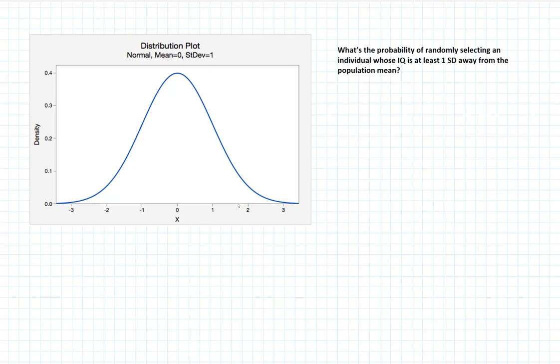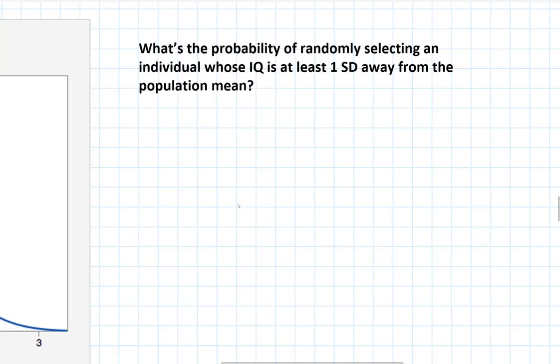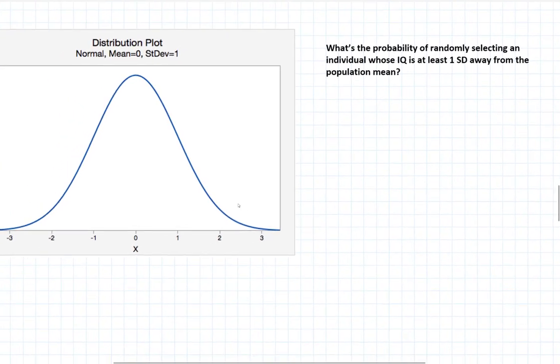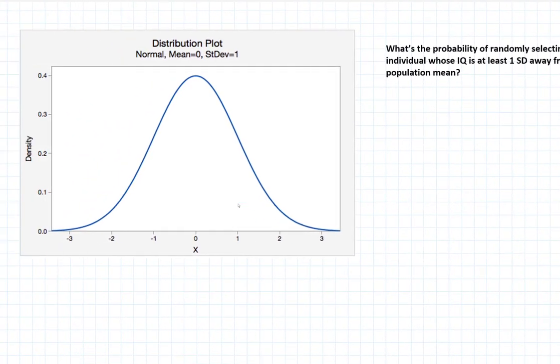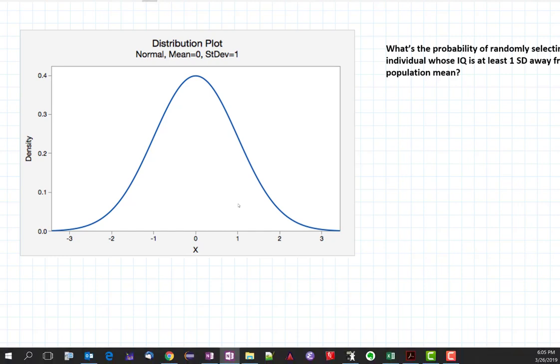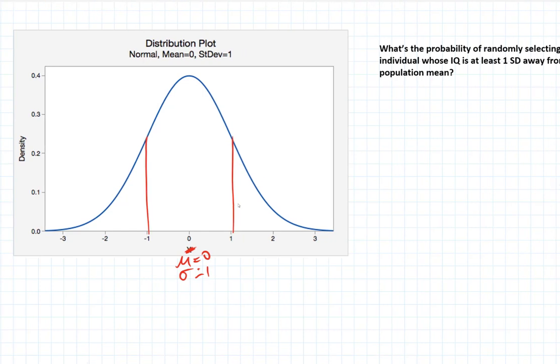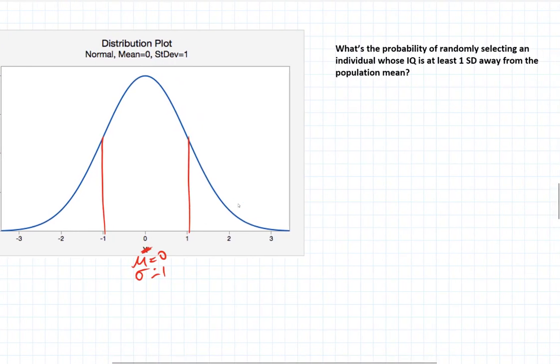Okay, so now we can use what we learned in the previous segment to try to answer this other question: what's the probability of randomly selecting an individual and that individual having an IQ that is one standard deviation or more away from the population mean? So we have this normal distribution where we're looking at z values. Here, mu is equal to 0, standard deviation is equal to 1. So the standard deviation we're looking at is here. And so our question is, what's the probability of randomly selecting someone whose IQ is at least one standard deviation away?